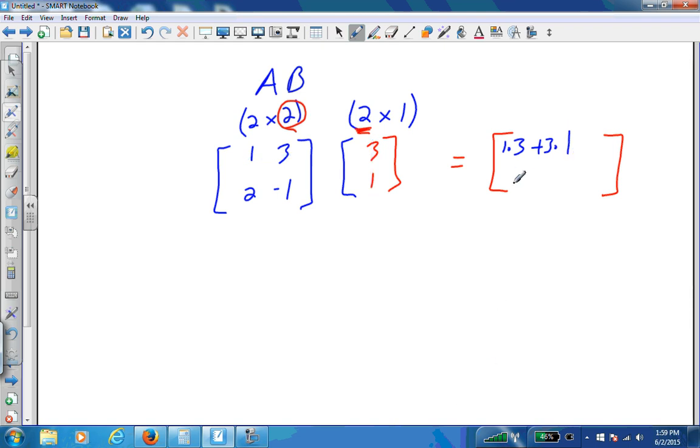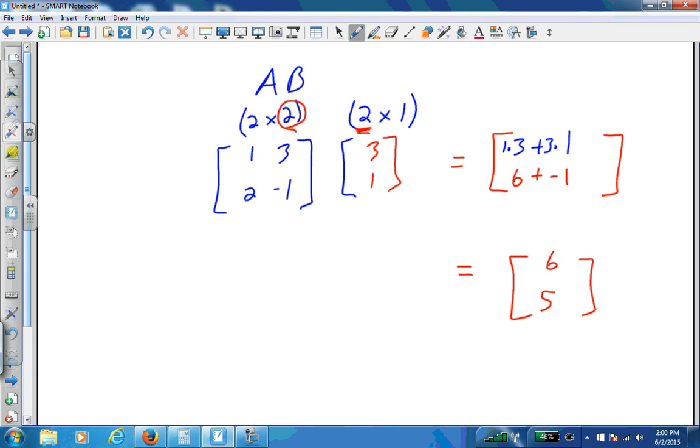Now for the row 2, column 1 piece, we take the second row, first column, hence row 2, column 1. So second row, first column, 2 times 3 plus negative 1 times 1. There's not another column to multiply by, so our final answer only has one column, 3 plus 3, and then 6 plus negative 1, 5.